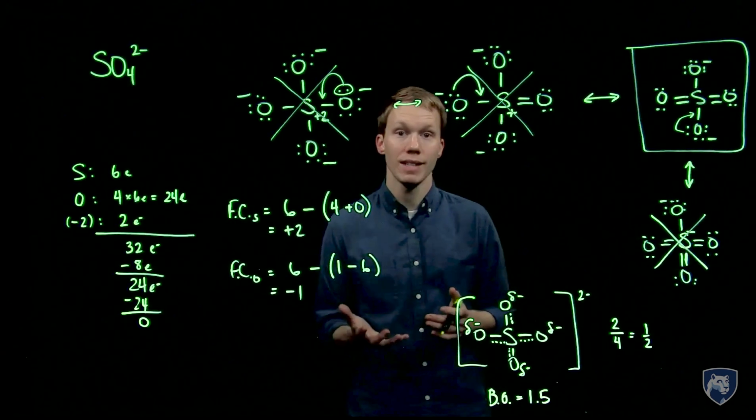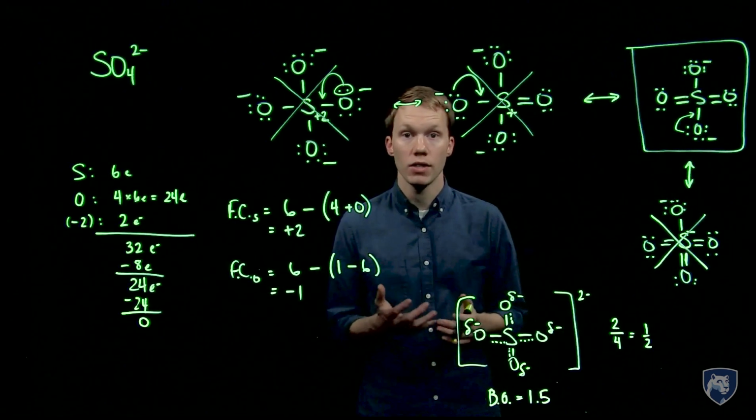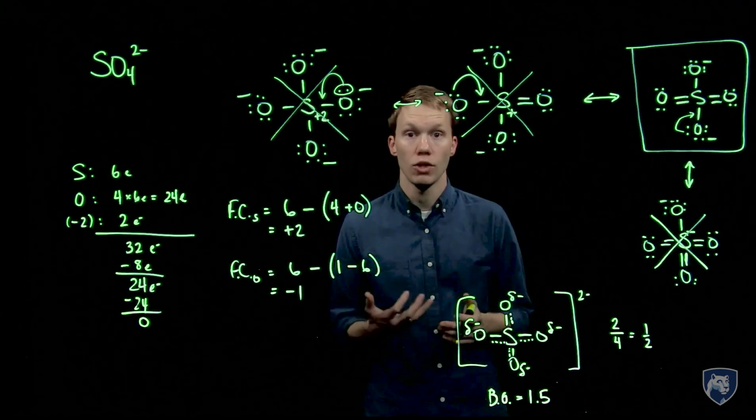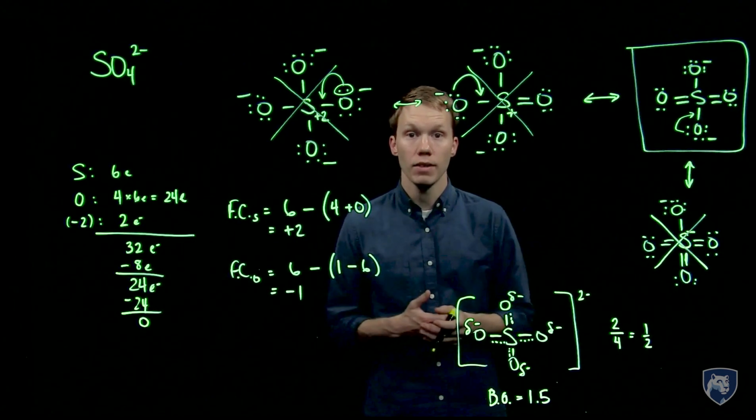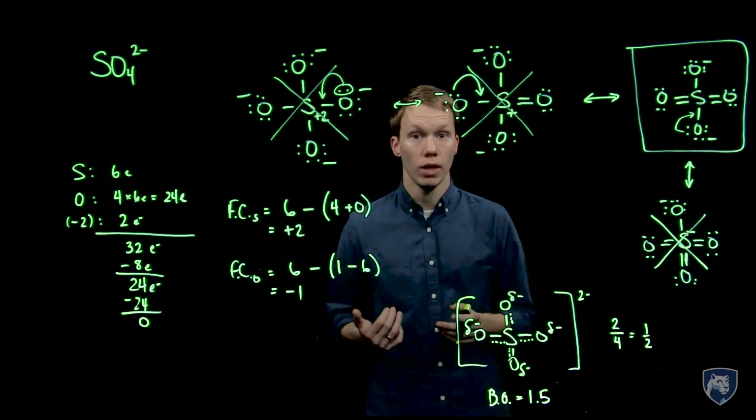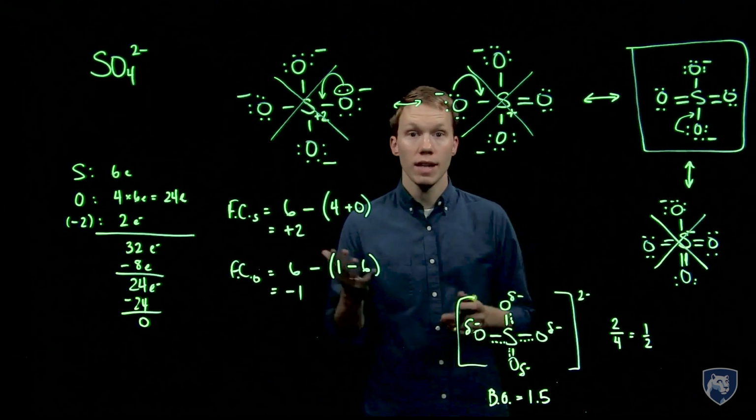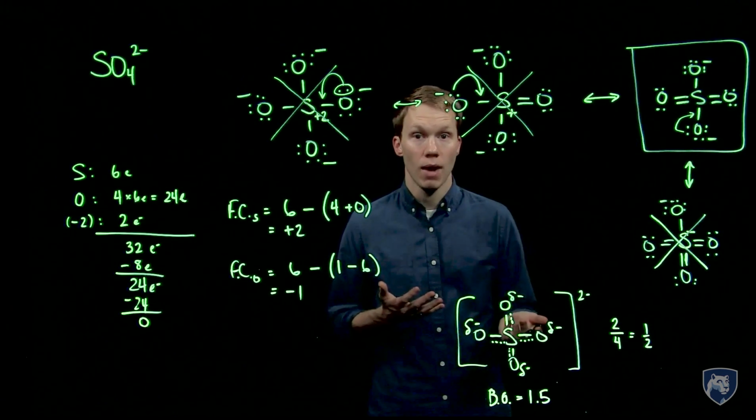When possible, we will exceed the octet by using resonance theory to move electrons and form additional bonds. This can only happen for atoms in period 3 or below. So sulfur is an example, phosphorus is another common example that you'll see.